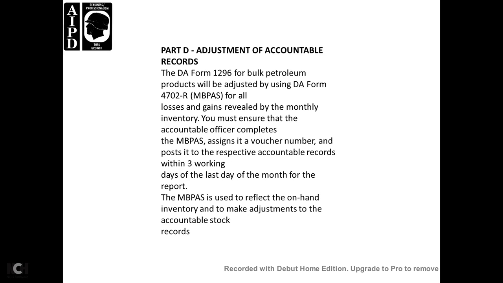Alright, Part D, adjusting the accountability of the record. The DA Form 1296 for the bulk petroleum product will be issued and adjusted by you with the DA Form 4702, the monthly BMPAS, the monthly bulk petroleum accounting summary for all the loss and gain revealed monthly and the inventory. Complete the monthly bulk petroleum accounting summary and post the respective accounting record within 3 working days after the last day of the month of the report, reflecting the on-hand inventory to make adjustments to the accounting stock records.